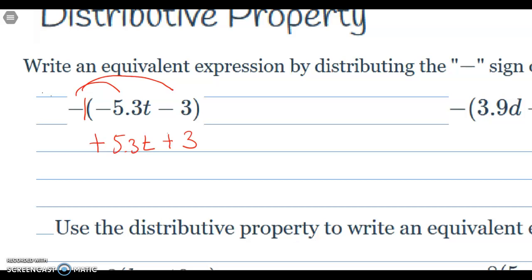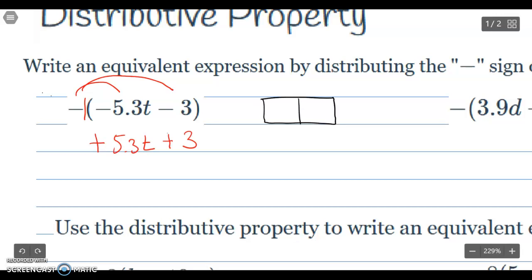Now, there's multiple ways of doing it. You don't have to write this down, I just want to show you the different ways. I'm going to show you one in black where you have a box, with the negative one here and the negative 5.3t and negative 3 here, and what's inside the box is your actual solution. Another way of doing it is to multiply these two together, like negative 1 times negative 5.3t plus the negative 1 times the negative 3, and then seeing what you get.